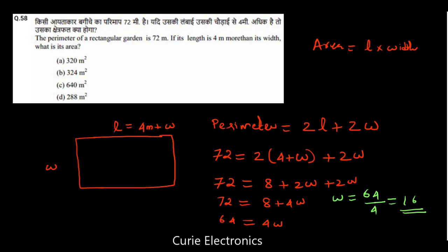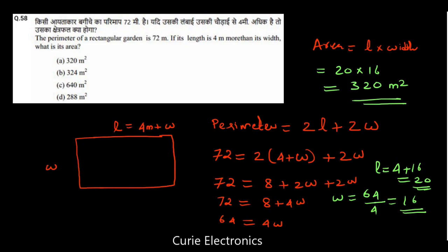Once we get the width, what is the length? L equals 4 plus width, 16. So it comes to 20. Now we know the length and width. So area equals 20 multiplied by 16. So it is 320 meters square. So the answer is option A, 320 meters square.